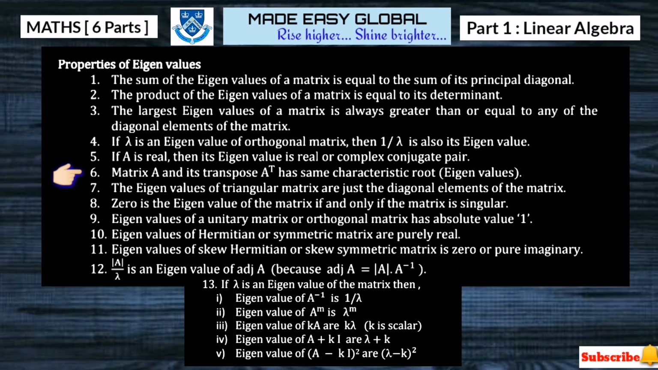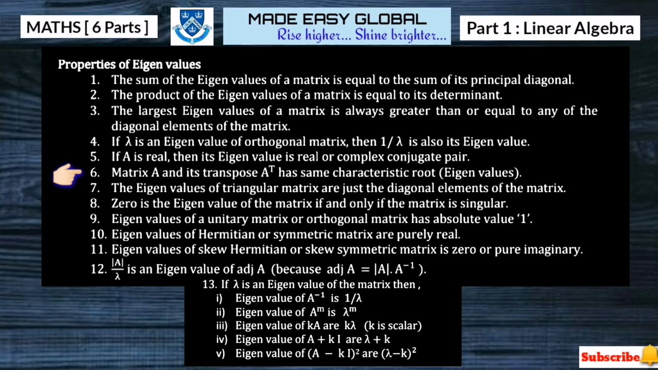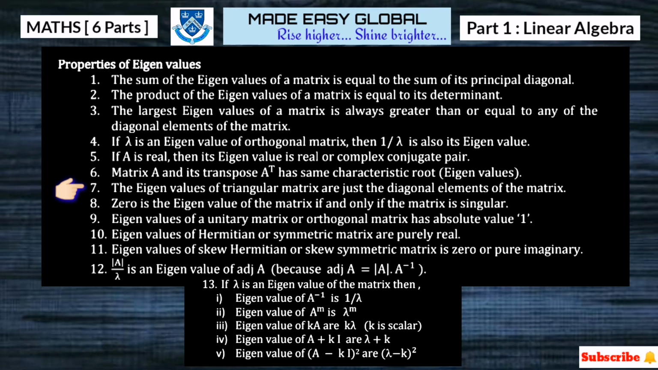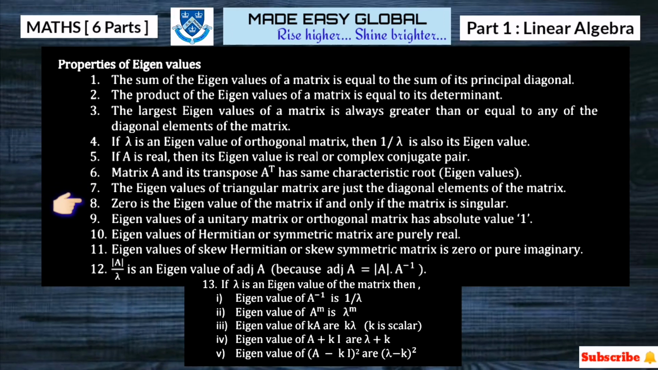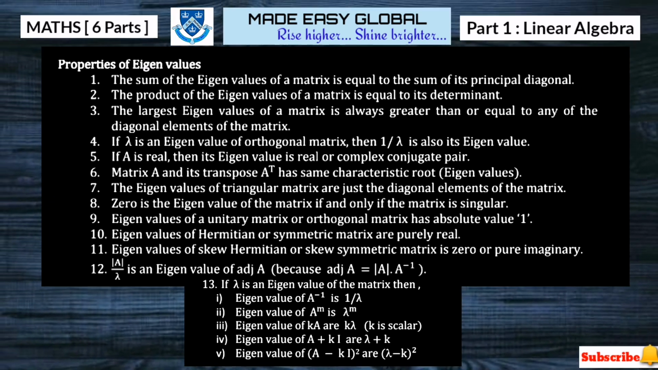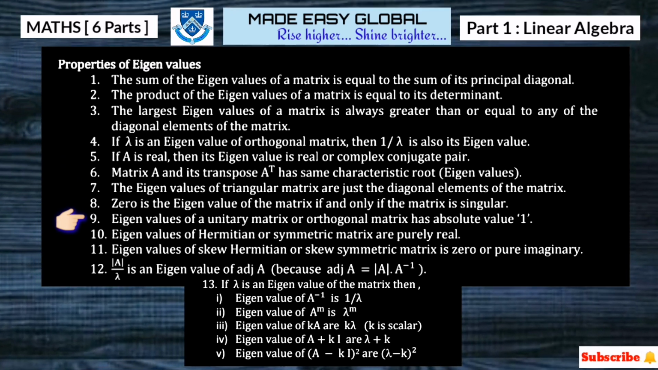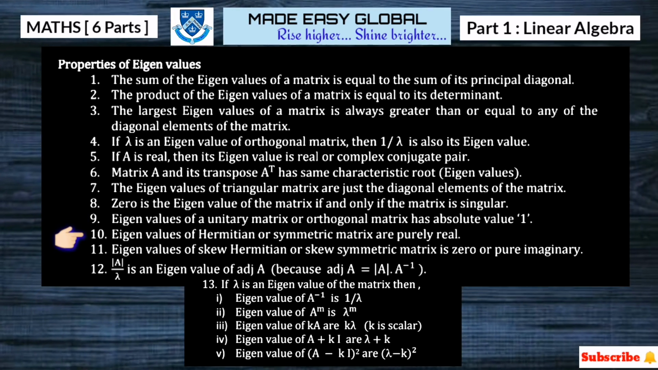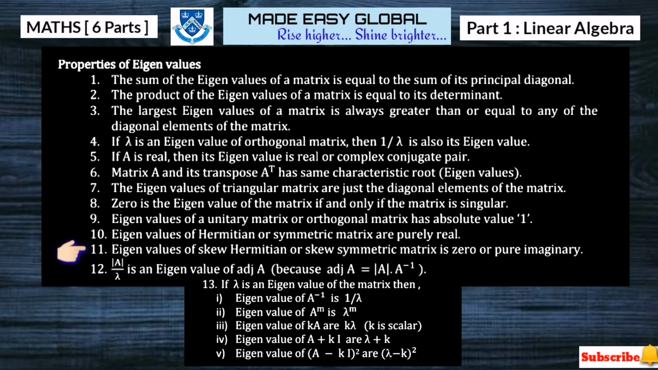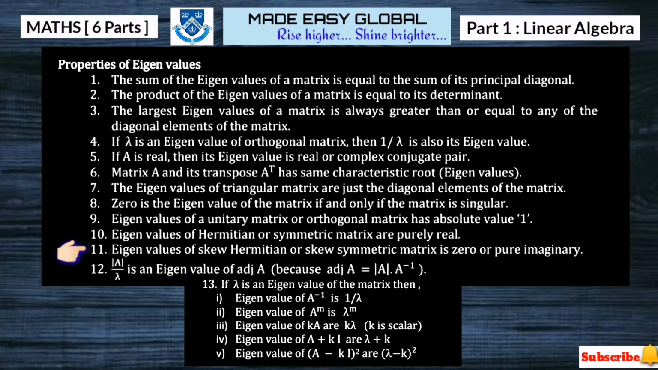Then next, matrix A and its transpose A^T have the same characteristic roots, or you can say the same eigenvalues. The eigenvalues of a triangular matrix are just the diagonal elements of the matrix. Zero is an eigenvalue of the matrix if and only if the matrix is singular. Eigenvalues of a unitary or orthogonal matrix have absolute value 1. Eigenvalues of a Hermitian or symmetric matrix are purely real. Eigenvalues of a skew-Hermitian or skew-symmetric matrix are 0 or purely imaginary.